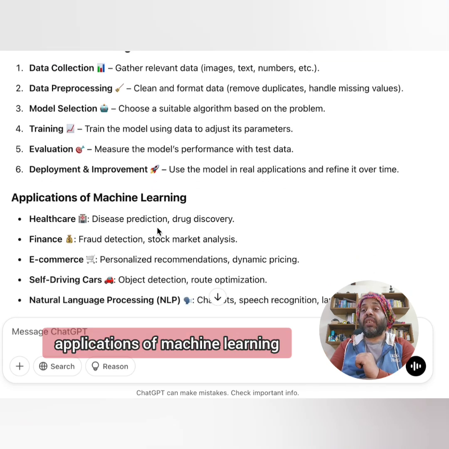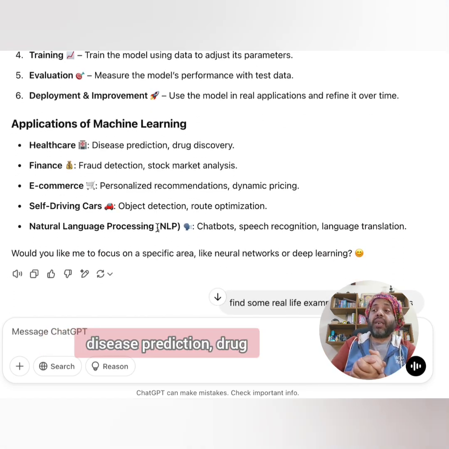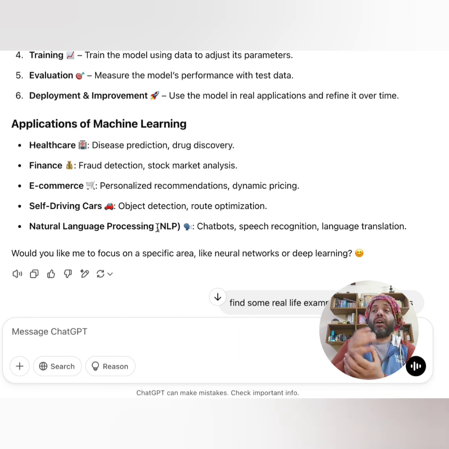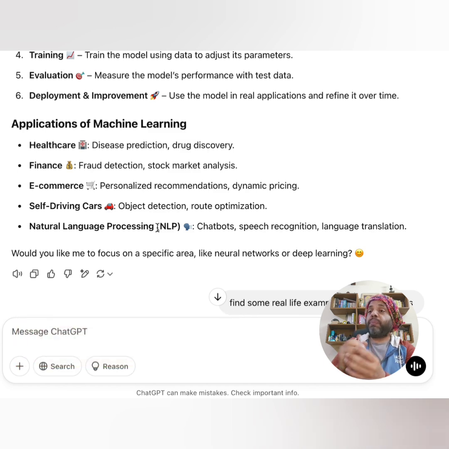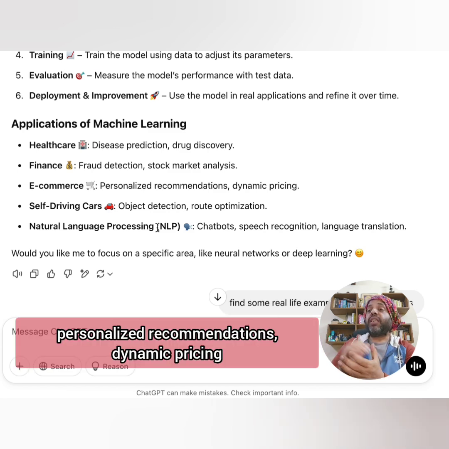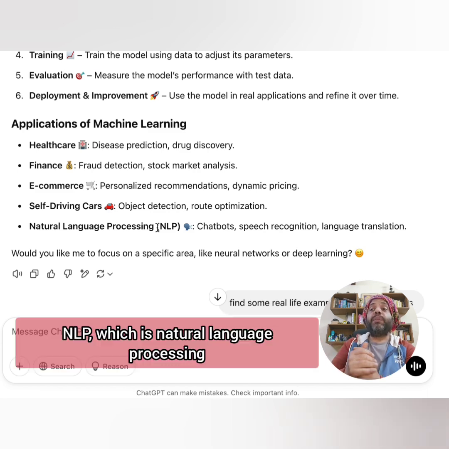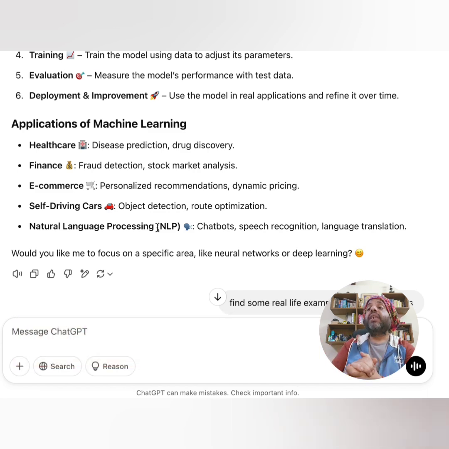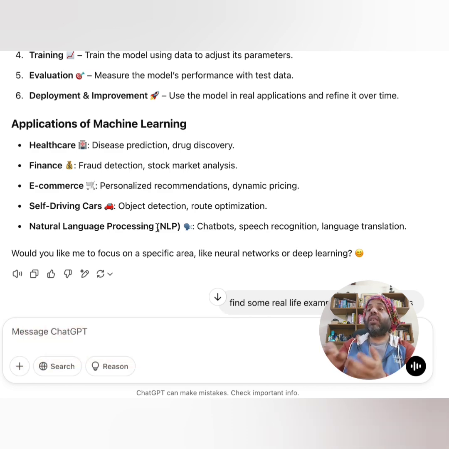Applications of machine learning: healthcare, disease prediction, drug discovery; finance, fraud detection, stock market analysis; e-commerce, personalized recommendations, dynamic pricing; self-driving cars, object detection, route optimization; NLP, which is natural language processing, chatbots, speech recognition, language translation, right?